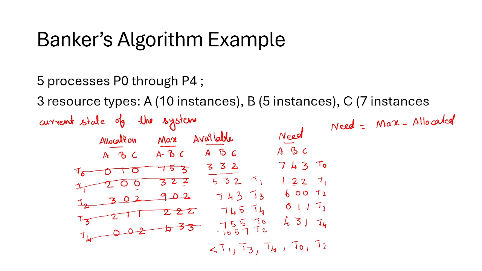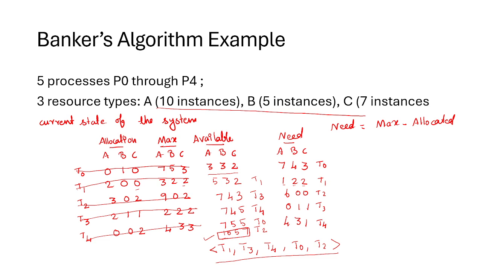In the end, the available resources after executing all the threads should be equal to the starting available instances: 10 instances of A, 5 instances of B, 7 instances of C. So all the threads have completed their execution. It means that the system is in a safe state. This is the safe sequence. There is no deadlock here.